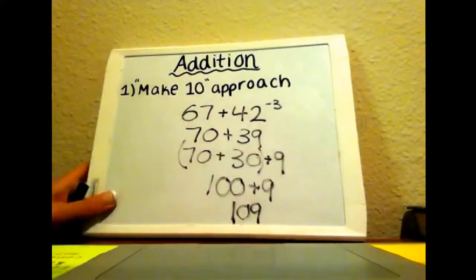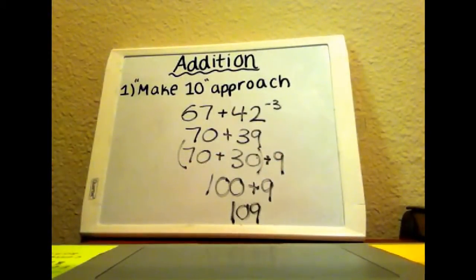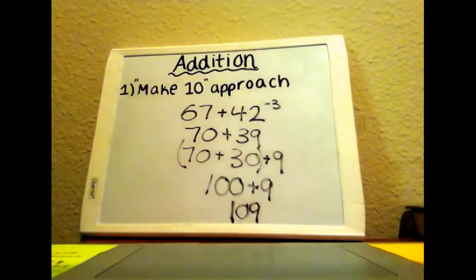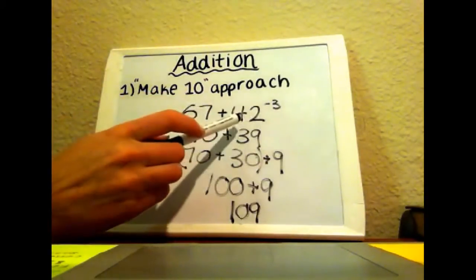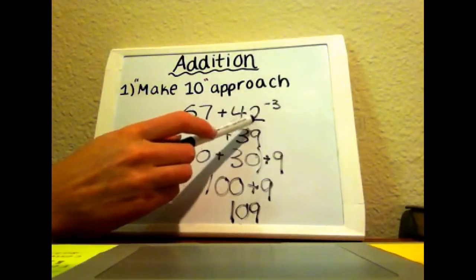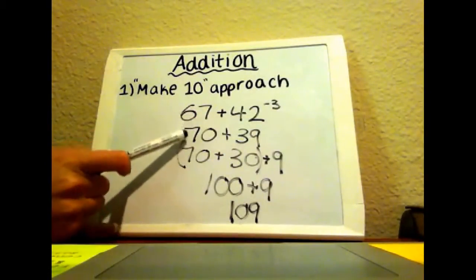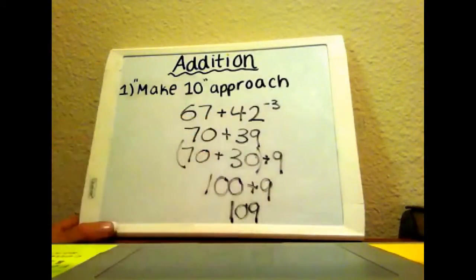109 as our answer. So to review the Make 10 approach, what we do is we take the largest number and we make it into a multiple of 10, such as 10, 20, 30, 40. And to do that, we have to take away the same amount from the second number. So to make 67 into 70, I had to add 3, which means I needed to take away 3 from 42. And we can continue to do this so on.